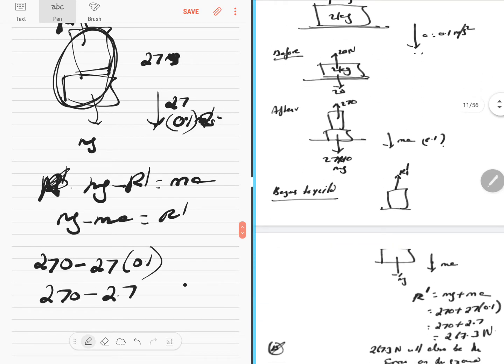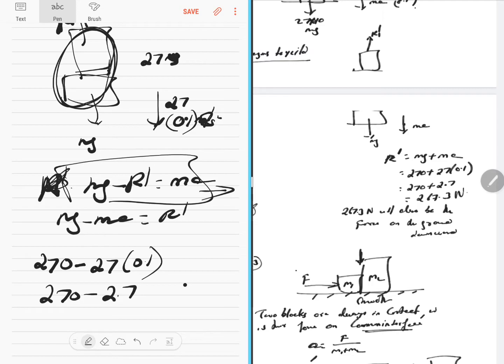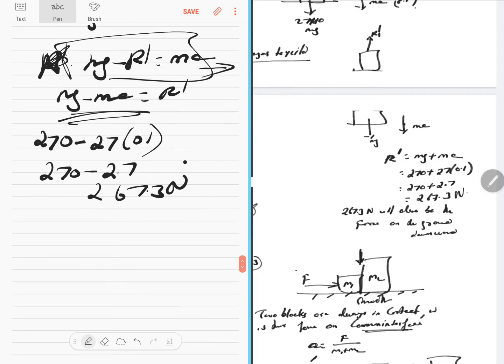So if you see here, I would have made a mistake. I had not written this equation on the right side. Can you see? I have written r dash is equal to mg plus ma. It's wrong. Please correct it. Without subtraction, how will it become 267.3 Newton? So please correct that part. Okay, so that completes the sum.